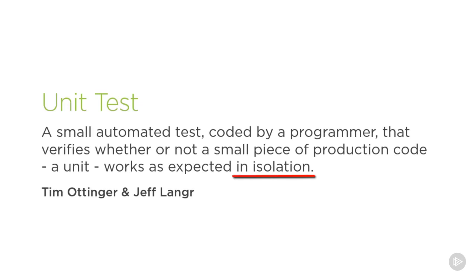And this in isolation is important, because you don't want your unit test to access the database, your network, or other stuff from the environment. You just want to ensure that the single piece of production code works as expected. To ensure that you only focus on that small piece of production code in isolation, and to ensure that you write effective unit tests, you can use the FIRST mnemonic. Let's look at the FIRST mnemonic now.